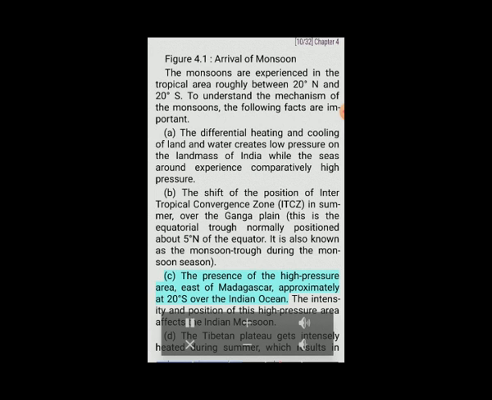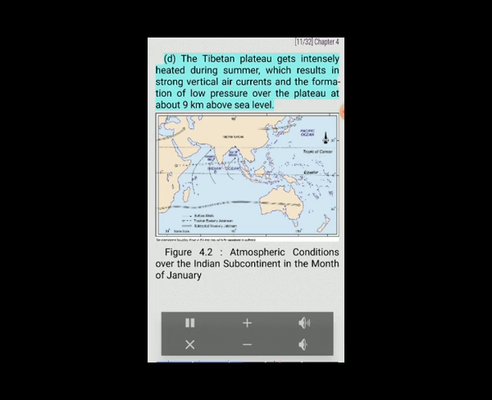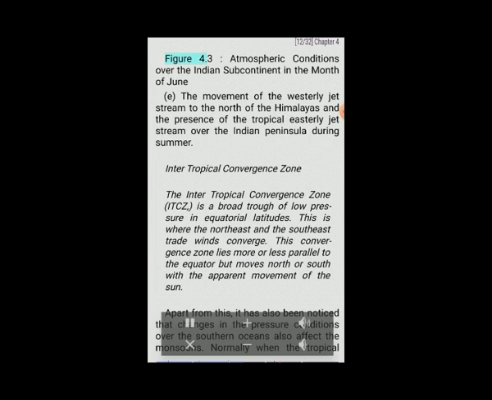C. The presence of the high-pressure area, east of Madagascar, approximately at 20 degrees south over the Indian Ocean. The intensity and position of this high-pressure area affects the Indian monsoon. D. The Tibetan Plateau gets intensely heated during summer, which results in strong vertical air currents and the formation of low pressure over the plateau at about 9 kilometers above sea level. Figure 4.2. Atmospheric conditions over the Indian subcontinent in the month of January. Figure 4.3. Atmospheric conditions over the Indian subcontinent in the month of June. E. The movement of the westerly jet stream to the north of the Himalayas and the presence of the tropical easterly jet stream over the Indian peninsula during summer.